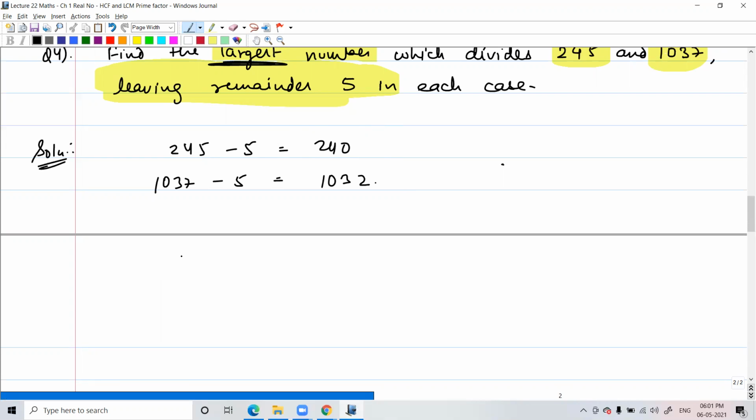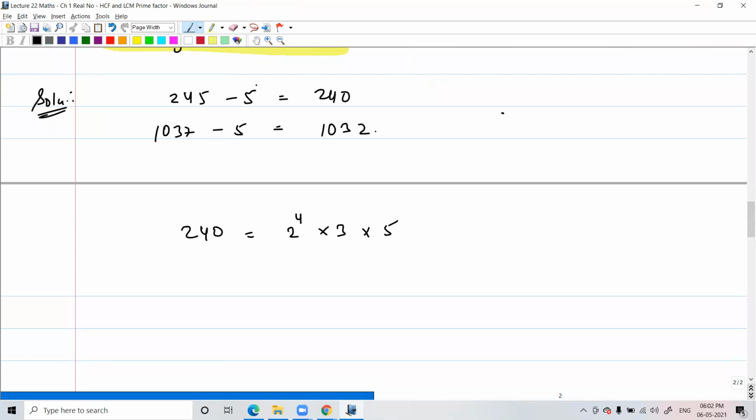Okay. Tell me how you expanded 240. One person at a time. So Ritesh, you will tell me. 2 to the power 4 into 3 into 5, sir. Yeah, always make a habit of writing in the increasing order of the prime factors: 2 first, then 3, and then 5. Write it in that order. It's important. 2 to the power 4 into 3 into 5.